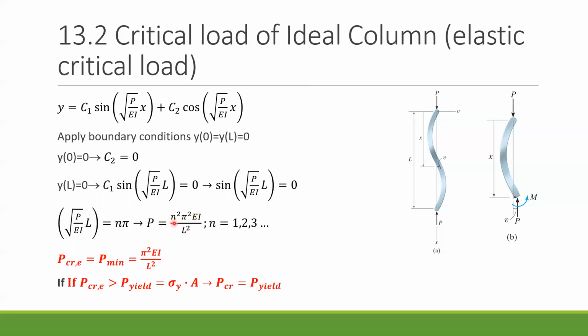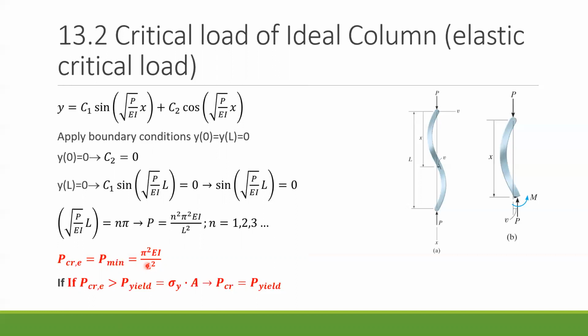So how many solutions do we have? Infinitely many P solutions. Which one is the critical? I think the smallest one. What is the smallest one? When n is equal to 1. So our critical force, when we put n equal to 1, P critical is equal to pi square EI over L square. This is important. We always apply this equation, P critical equals pi square EI over L square. This is the critical load for an ideal column.